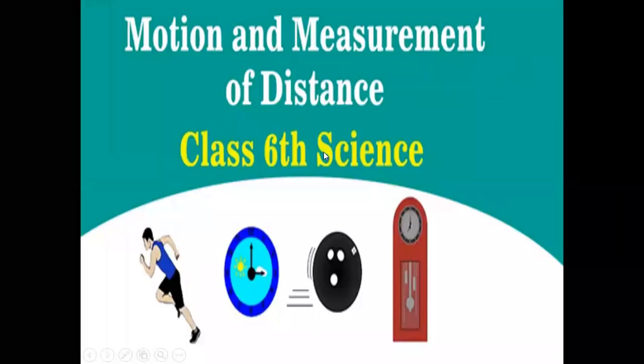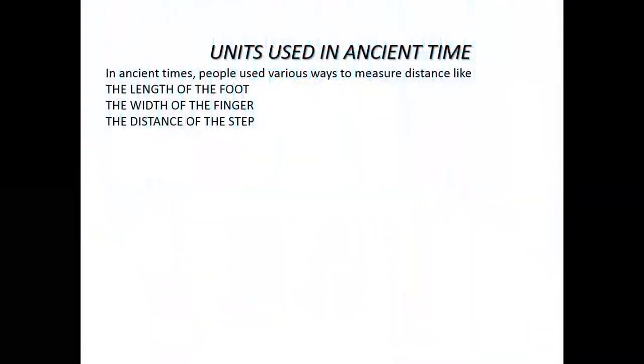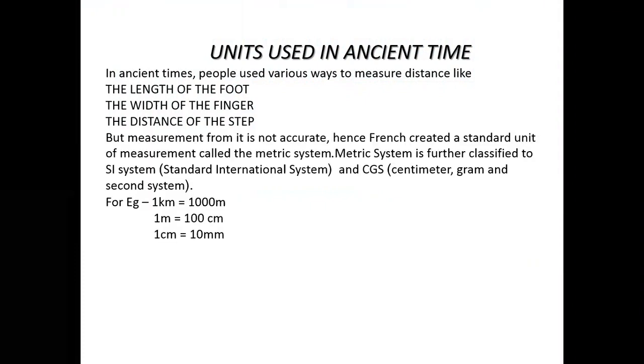Motion and measurement of distance. Units used in ancient time. In ancient time, people used various ways to measure distance like the length of the foot, the width of the finger, the distance of the step. But measurement from it is not accurate.